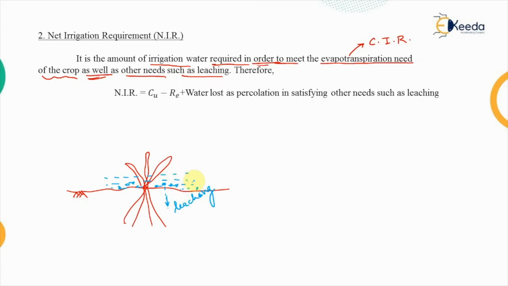That means for carrying out this leaching process, we would require a certain extra amount of water, and that is nothing but the leaching requirement of the crop. So in addition to the consumptive irrigation requirement, if we take the water lost as percolation in satisfying the other needs such as leaching, then that required quantity of water is known as the net irrigation requirement.